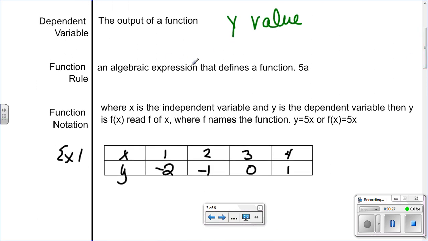A function rule is an algebraic expression that defines a function. For instance, 5 times a would be a function rule. It's telling you what to do. Function notation is a little different, where x is the independent variable and y is the dependent variable, so we have to know what variables we have. You can read f(x) as "f of x," where f names the function. So it can be either y equals 5x or f of x equals 5x. This is just another way of giving a name. It can be y, or it can be f of x, which tells you what your independent variable is. Whatever's inside the parentheses will be your independent variable.